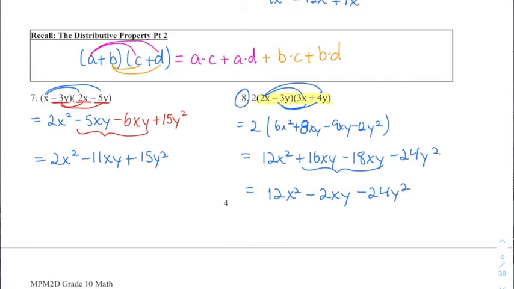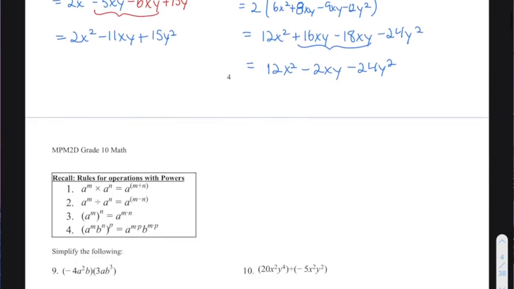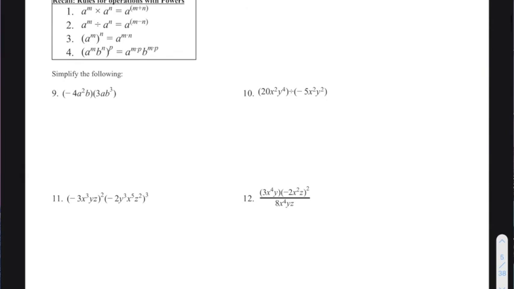Alrighty. Okay, so let's move on to a couple of questions about operations with powers. Again, just dusting off those old cobwebs. How do I simplify when I multiply 2 monomials? This is a single term, this is a single term. Together it's 1 term. But we are multiplying monomials here.